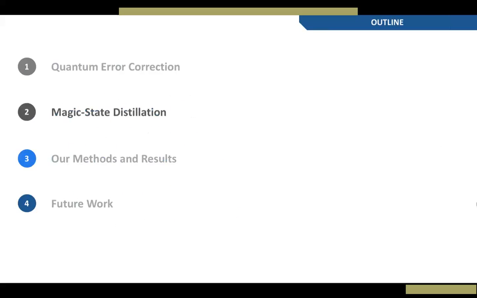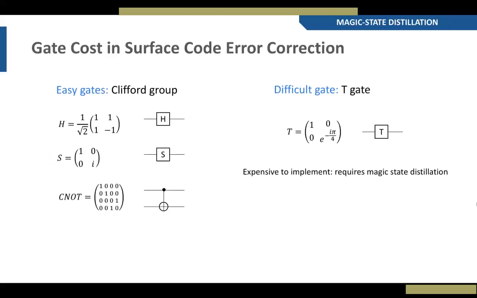Okay, so I want to talk about another very important component of surface code error correction. That's called magic state distillation. The reason we talk about it is that it can be motivated by looking at the gate cost of operations in surface code error correction. And there are two sets of different gates.